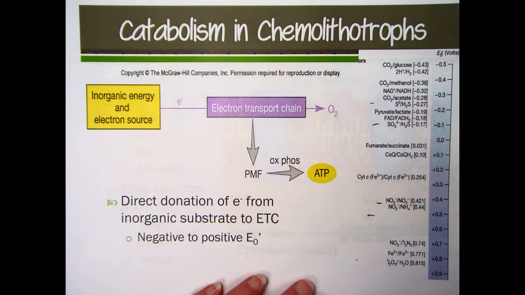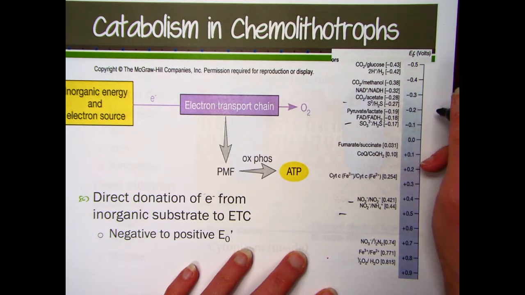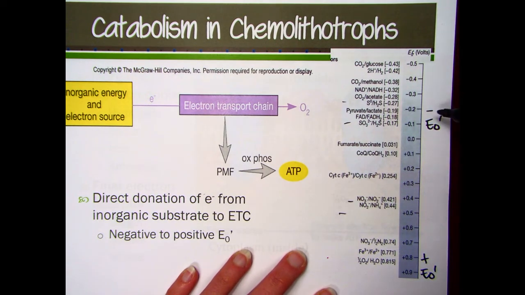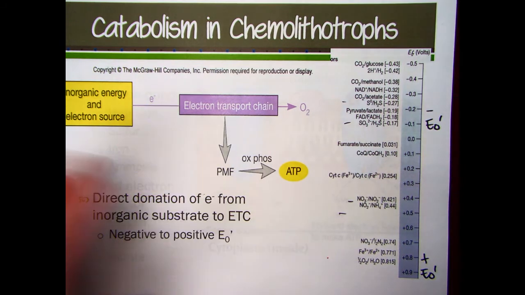It is still true that electrons will move from things with a negative E0 prime, or negative reduction potential, to things with a positive reduction potential, because negative means more likely to donate and positive reduction potential is more likely to accept, right? Reduction is gaining electrons. So if it is more positive, it is more likely to gain electrons. If it is more negative, it is less likely to gain electrons, and thus more likely to donate electrons, because that is the only other option.